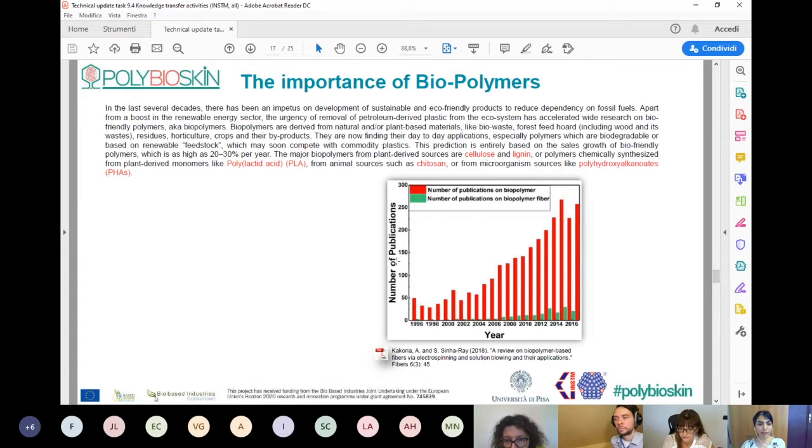And as you know better than me, today biopolymers have attracted a lot of attention, and here you can see the number of publications regarding these biopolymers. And also in POLYBIOSKIN we use polyhydroxyalkanoates as a biopolymer to produce electrospun fiber for wound healing application.